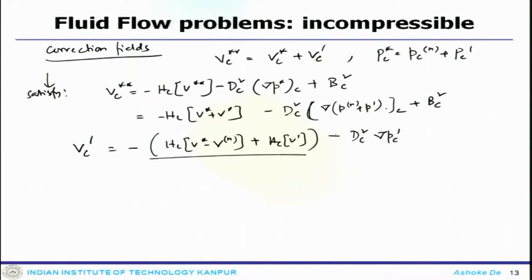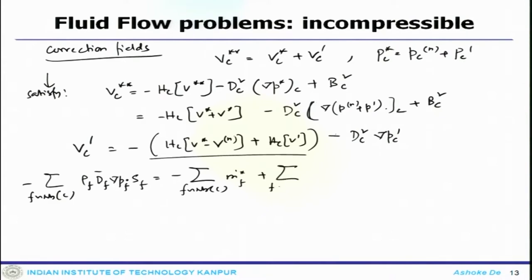So, this particular term, if you substitute in the continuity equation, we will get back the sum over faces F of NB C rho F D F delta P F dot S F equals minus the summation over F of NB C M dot star F plus the summation over NB C of rho F H F V star minus V n plus H bar V prime dot S F.